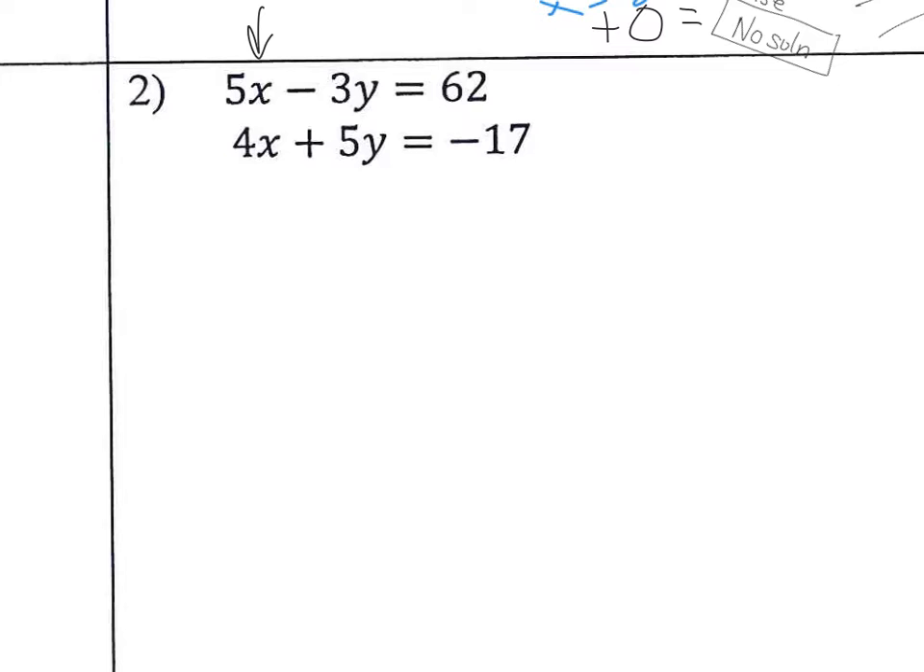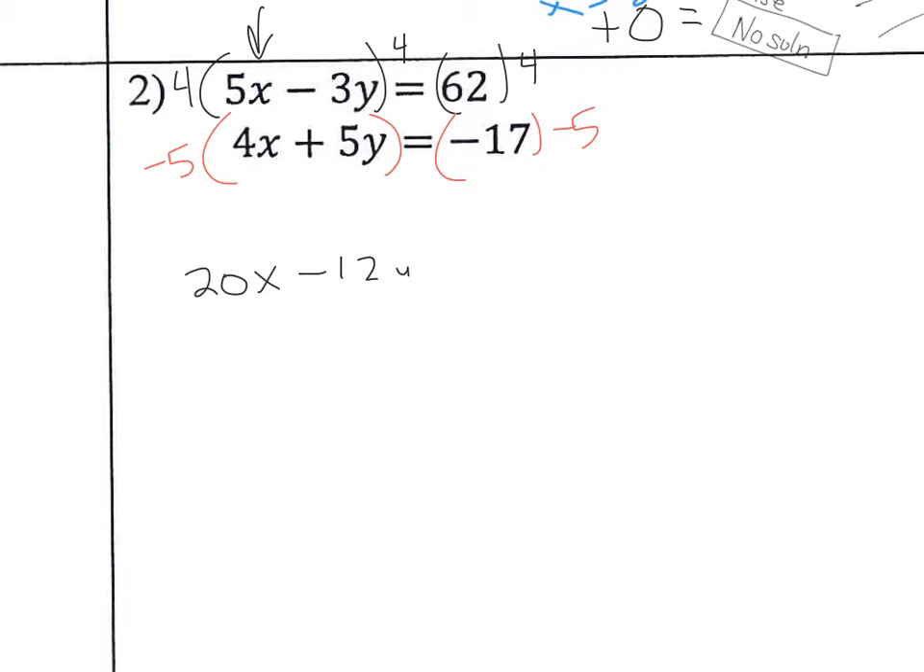So I'm going to make one be a positive 20. I'm going to multiply the top equation by 4, and then multiply the bottom equation by negative 5. Therefore, one's going to be positive 20 and the other one's going to be negative 20. So I'm going to do 20x minus 12y equals 62 times 4, which is 248. And it'll be negative 20x, doing the bottom equation, minus 25y, equals 17 times 5, so 85.